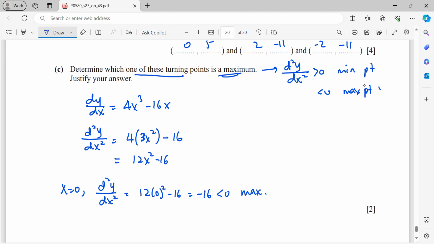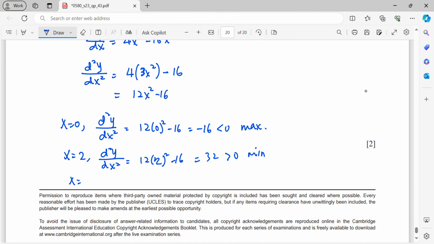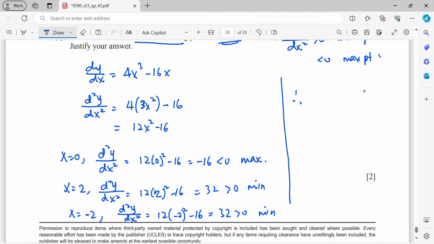Okay, then maximum point. So when x equals 2, d squared y over dx squared will be 12 times 2 squared minus 16. So you will get 32. That is more than 0, so it will be a minimum. And then when x equals negative 2, d squared y over dx squared will be the same result, because when you square the minus, it will be positive. So this is 32, so minimum. Therefore, from here, I would say that (0, 5) is a maximum point.